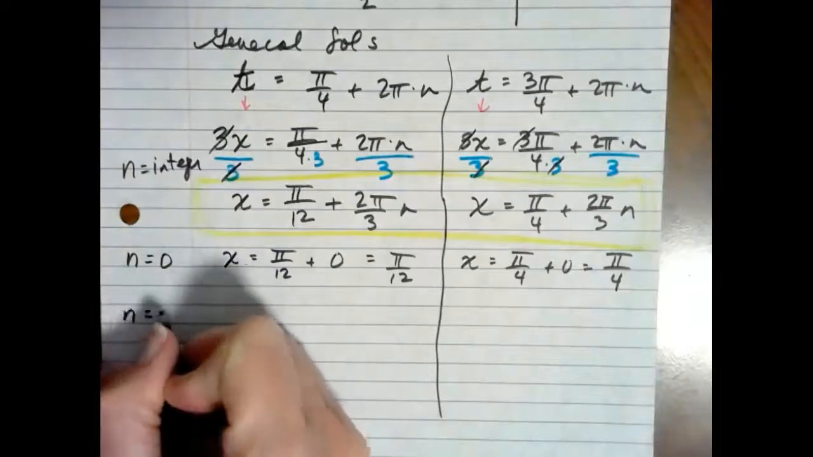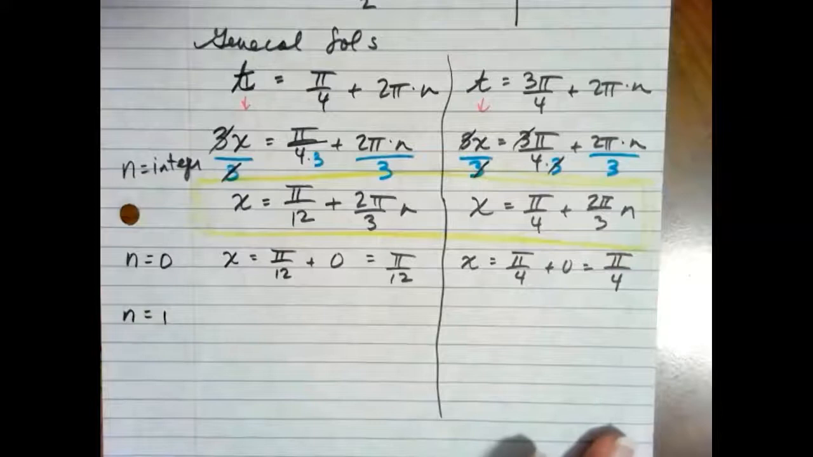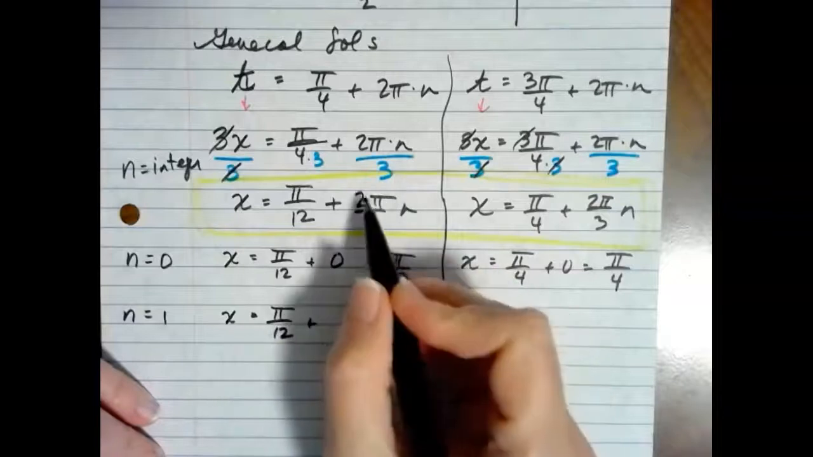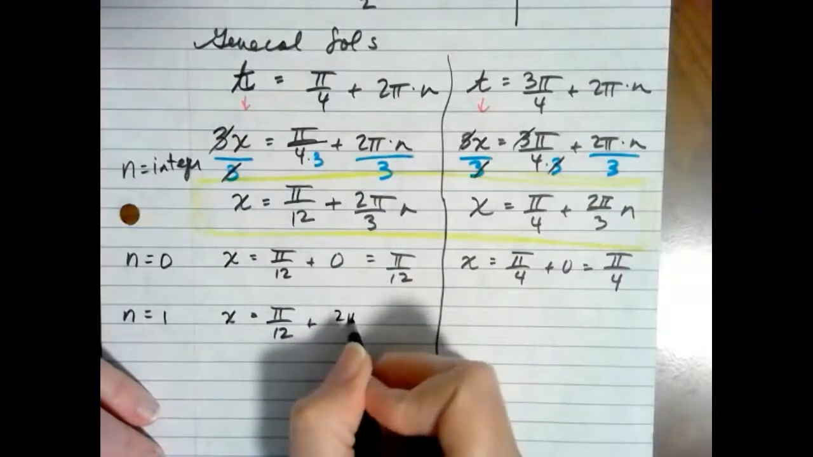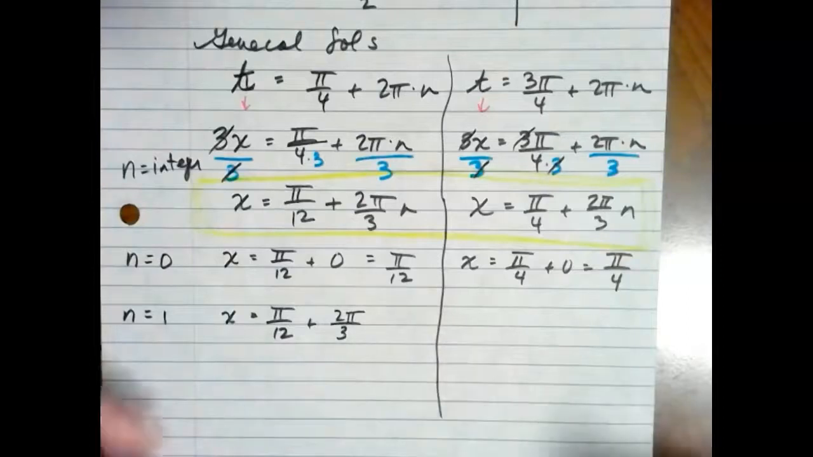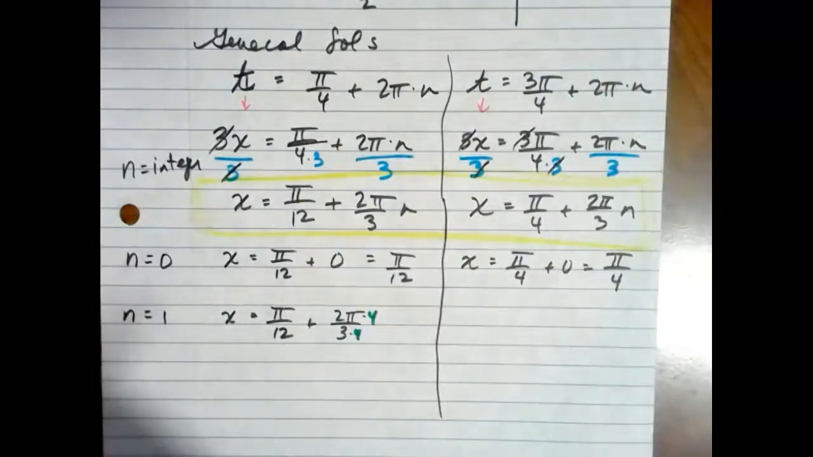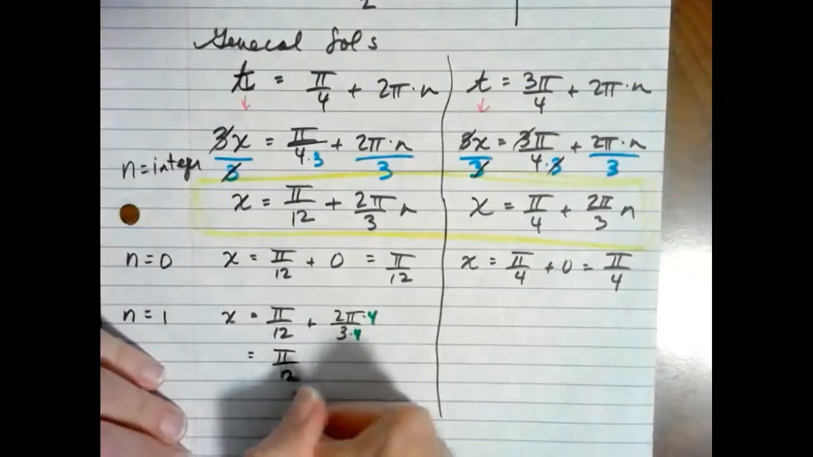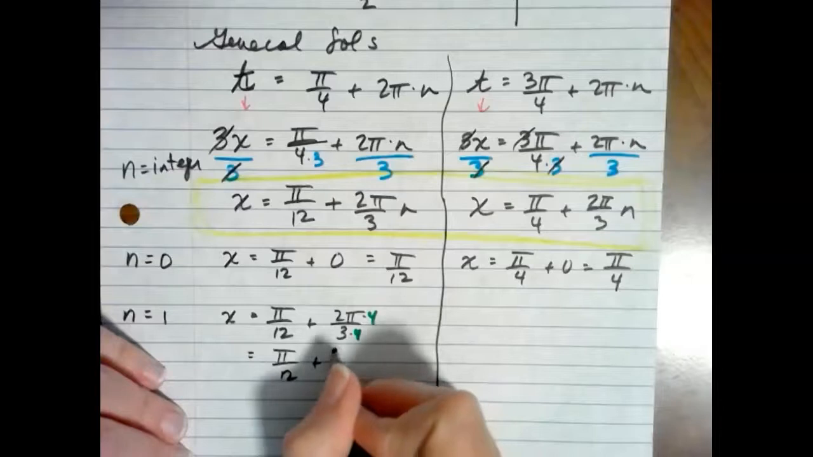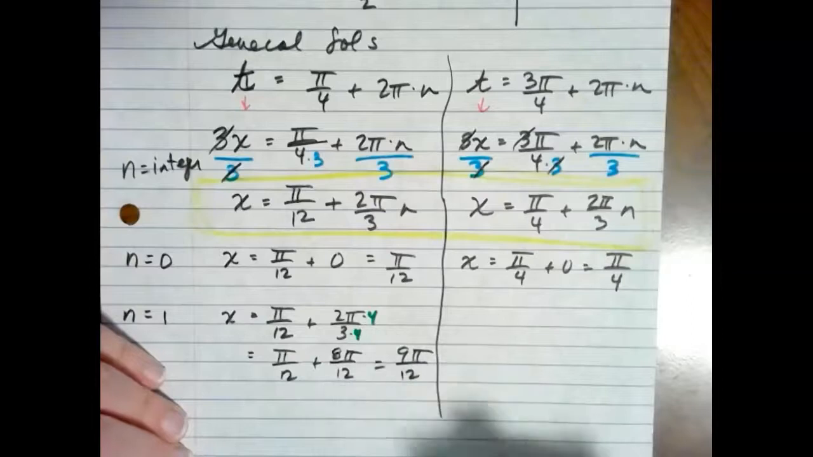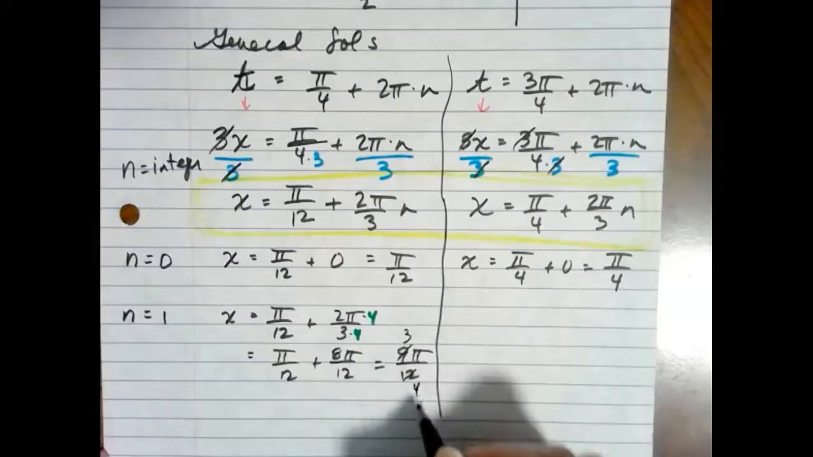So let's put in n equals 1. When we plug in n equals 1 into those general solutions, x equals pi over 12 plus 2/3 pi times 1. So that's 2/3 pi times 1 is 2/3 pi. So we need a common denominator, of course, to add these fractions together. Times 4 times 4. So that is pi over 12 plus 8 pi over 12. That is 9 pi over 12, which of course we can reduce by 3's, is the same as 3 pi over 4.